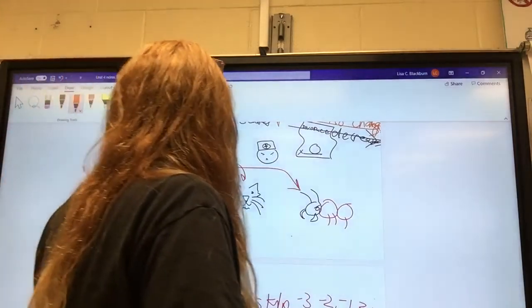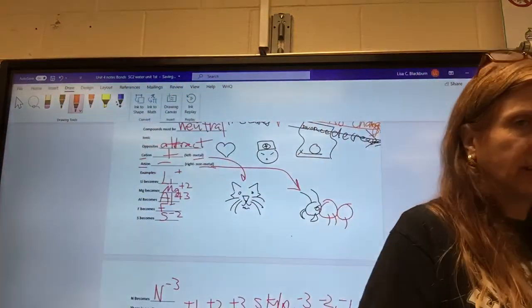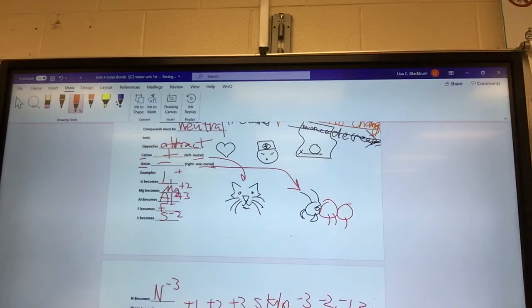Now, how do they get together to form compounds? Lewis structures help with this. Let me roll this up again.